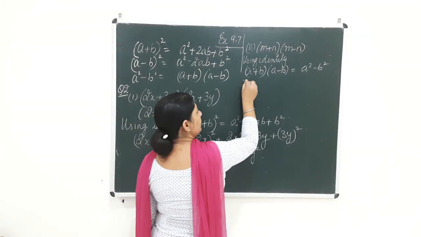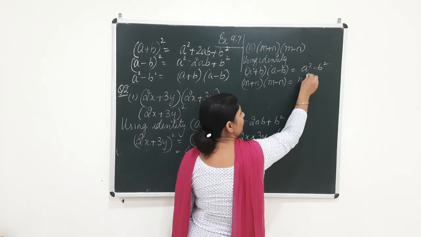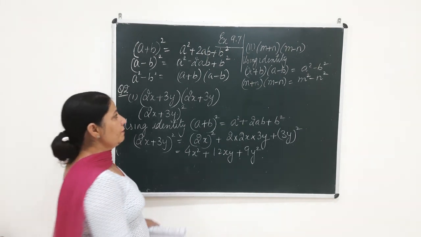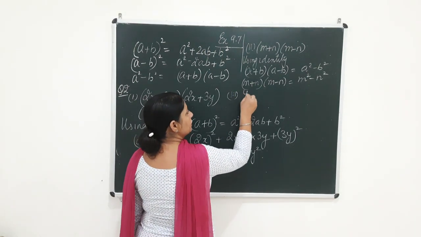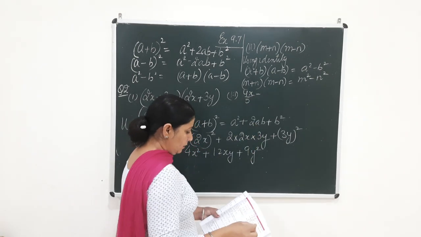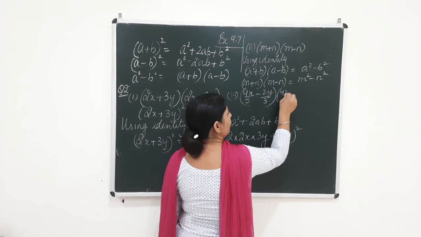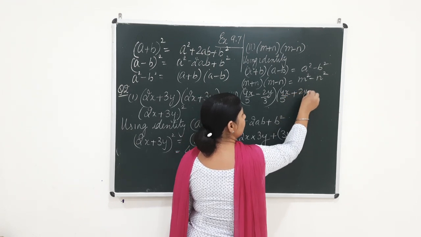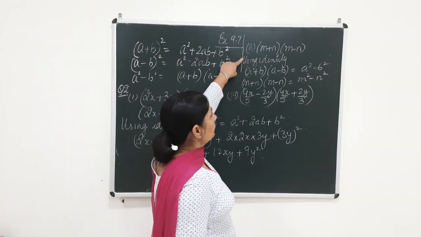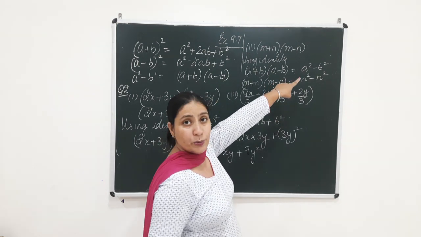So what do you get? It is (m + n) and (m − n), that will be equal to, beta, m² − n². Clear? Now similarly, if I have taken the third part, which is 4x/5 − 2y/3, and in the second bracket again we have got 4x/5 with plus sign 2y/3. So, beta, this is resembling this one. So again the same thing you will write here using the identity (a + b)(a − b), that is equal to a² − b².